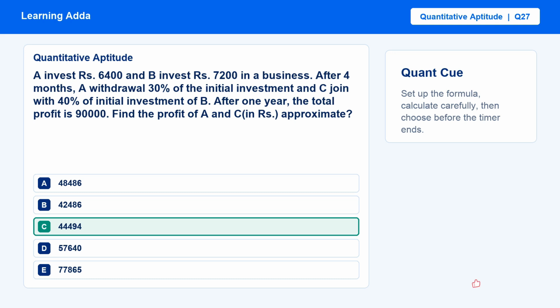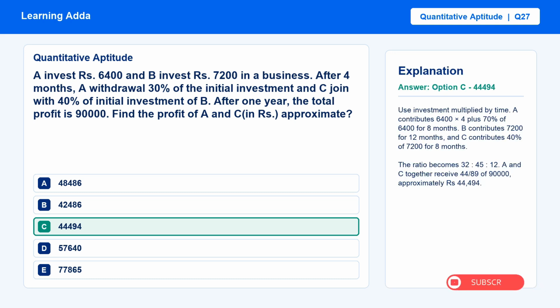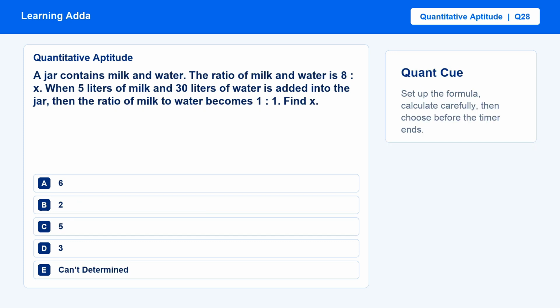The answer is option C, 44,494. Use investment multiplied by time. A contributes 6,400 multiplied by 4 plus 70% of 6,400 for 8 months. B contributes 7,200 for 12 months, and C contributes 40% of 7,200 for 8 months. The ratio becomes 32:45:12. A and C together receive 44/89 of 90,000, approximately rupees 44,494.